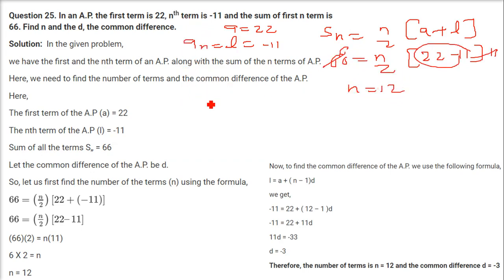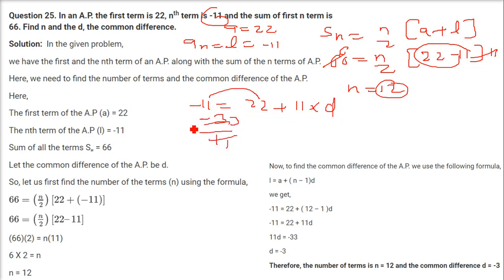Now last term is also already known. It is minus 11. So minus 11 will be a plus n minus 1 into d. a is 22 plus n minus 1, 12 minus 1 is 11 into d. So bring it here. Minus 11 minus 22 is minus 33. 11 is here, divided. It will be minus 3. So d is minus 3.